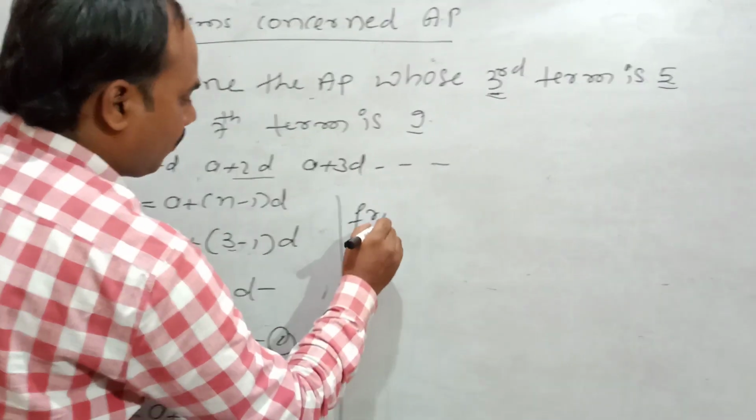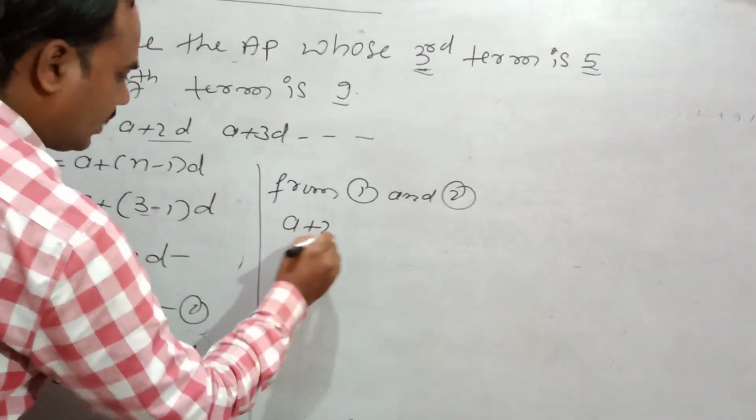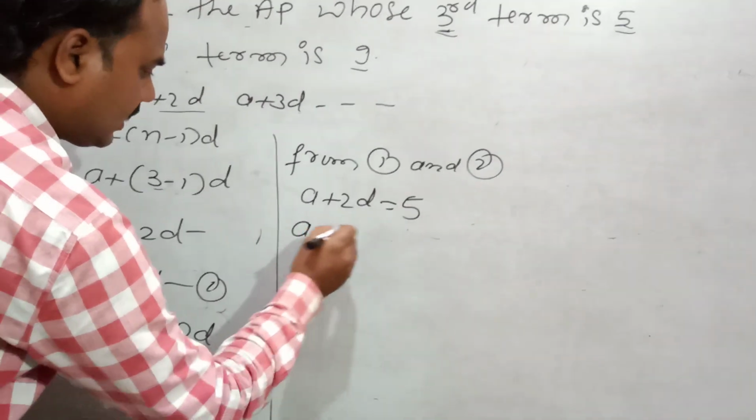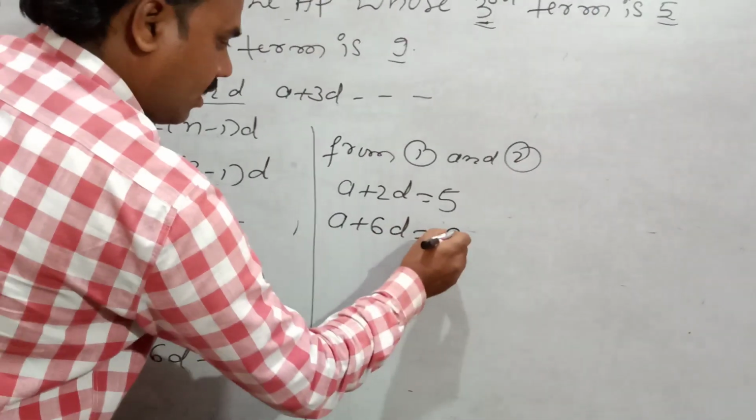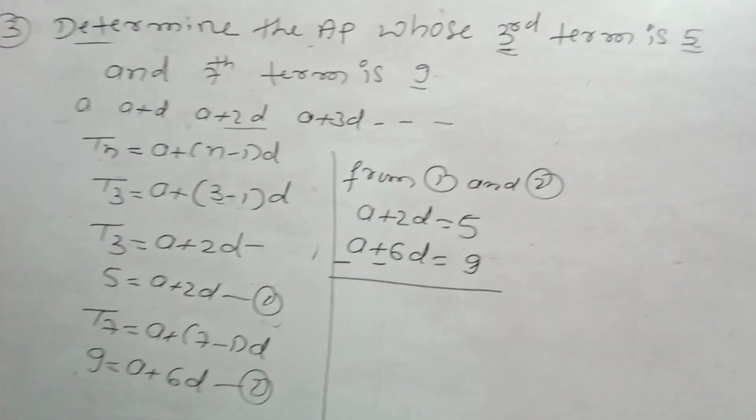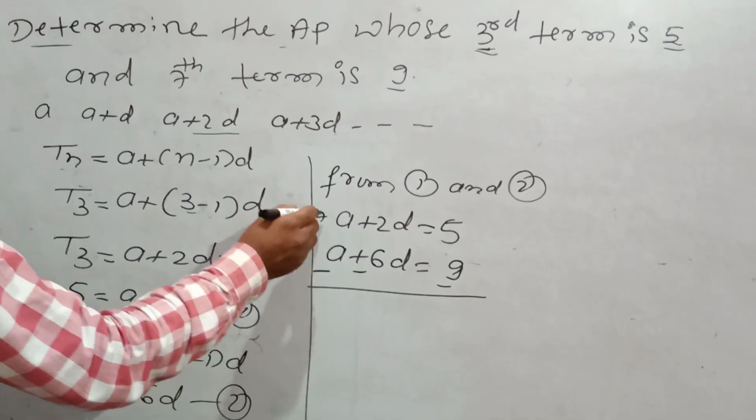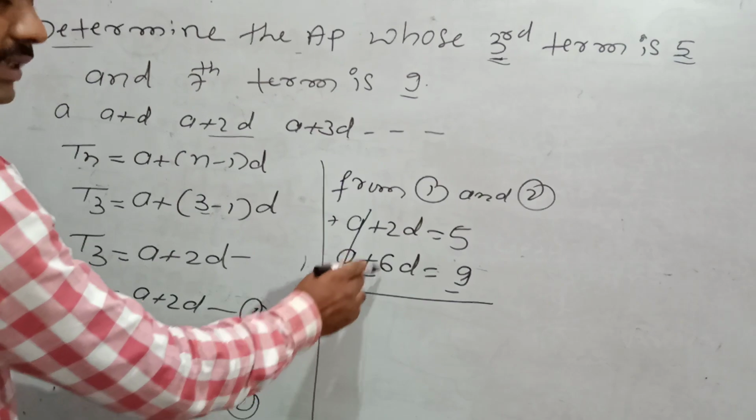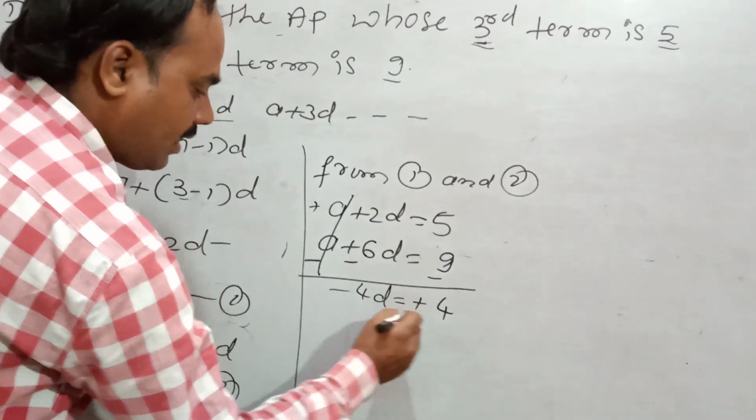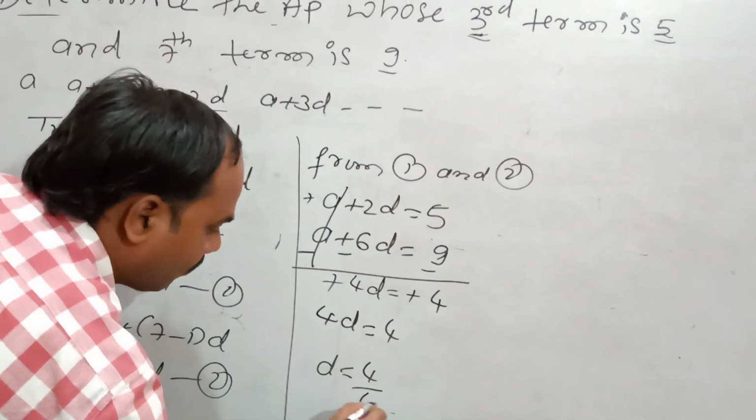From 1 and 2: the first equation is a plus 2d equal to 5, next is a plus 6d equal to 9. We solve the equations here. Both are positive, therefore take a negative sign, meaning the opposite sign, for the equation below. a minus a cancelled, minus 6d plus 2d means minus 4d, equal to minus 9 plus 5, which is minus 4. Minus minus cancelled, 4d equal to 4, d equal to 4 divided by 4, that is 1.